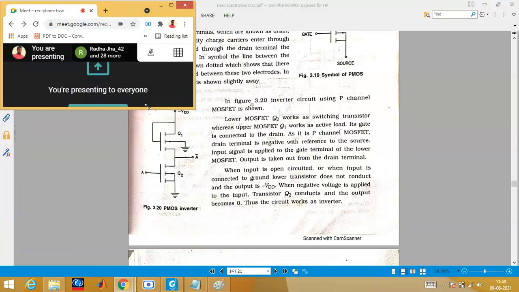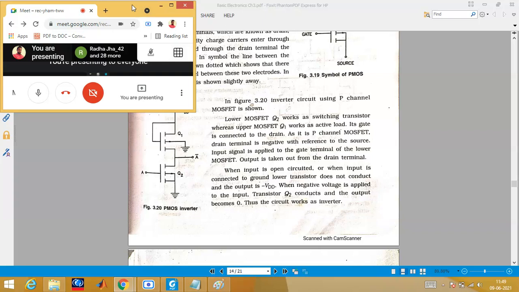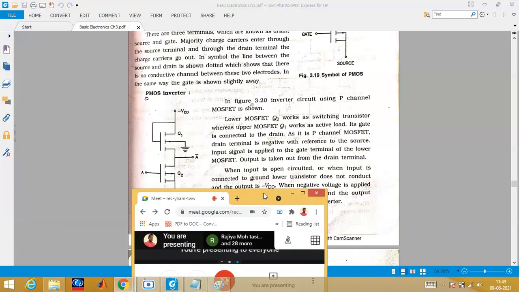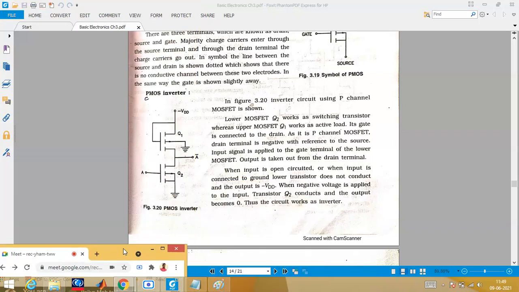It's a problem. Sir, we can use split screen in this. No, I don't want to, because if I use split screen, then you people will not be able to see the complete content of it. That is why I'm not doing it. Okay, sir. No problem.